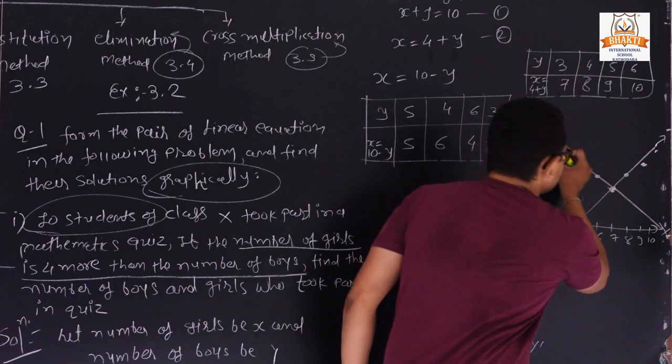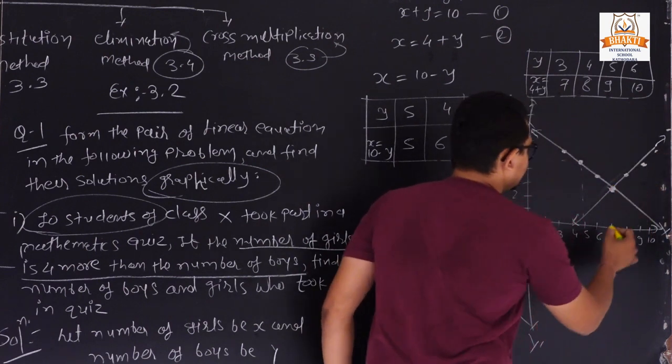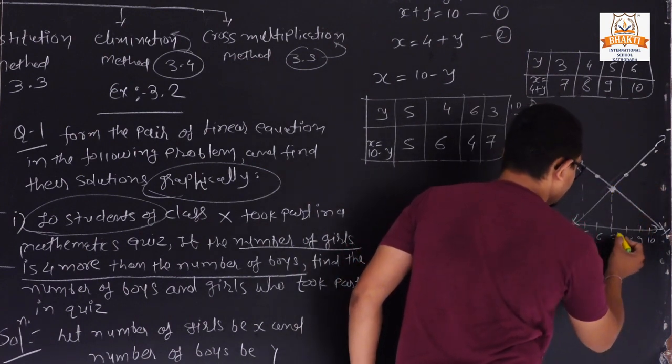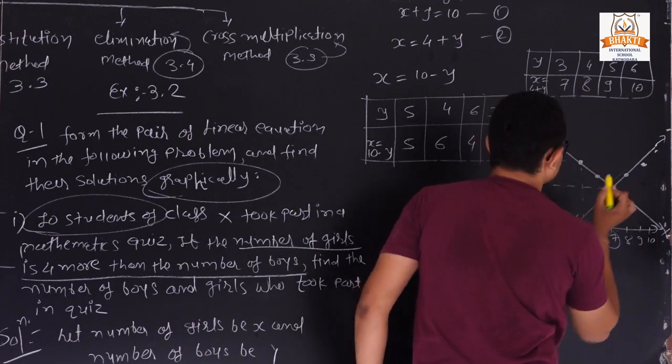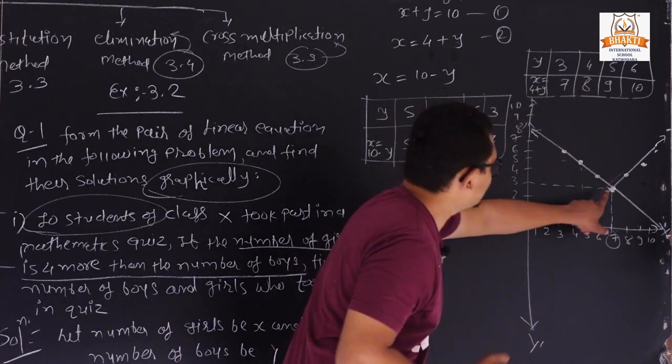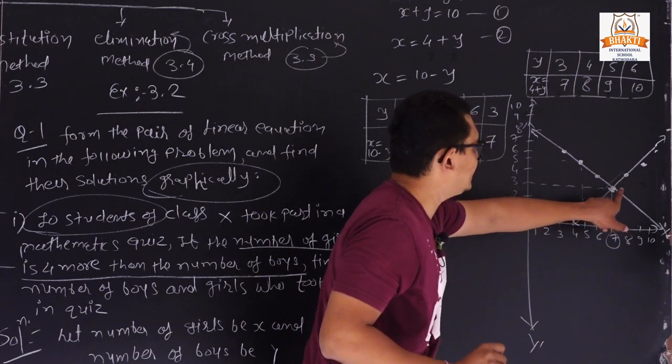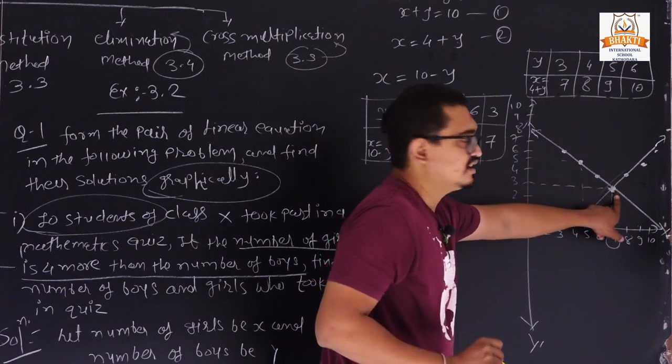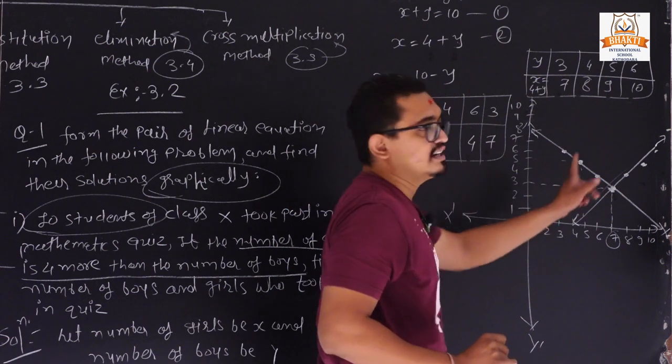So it means what? They are both intersecting at one point. Which point? It is here, 7 comma 3. Clear? So it means what? This crossing point indicates our solution. Clear? This is the solution for that graphical method.